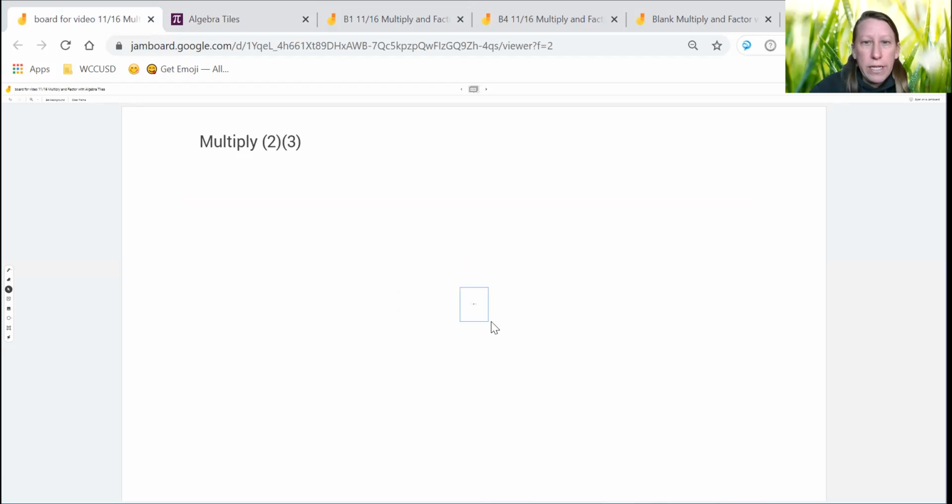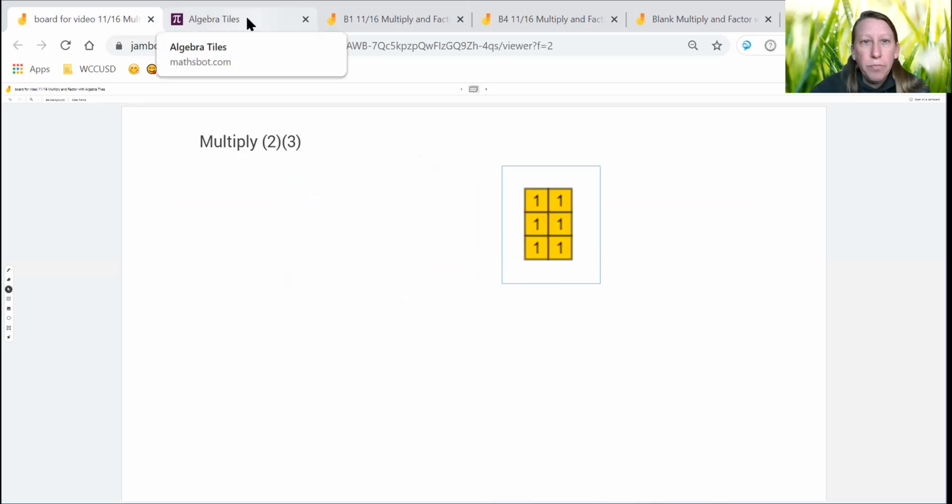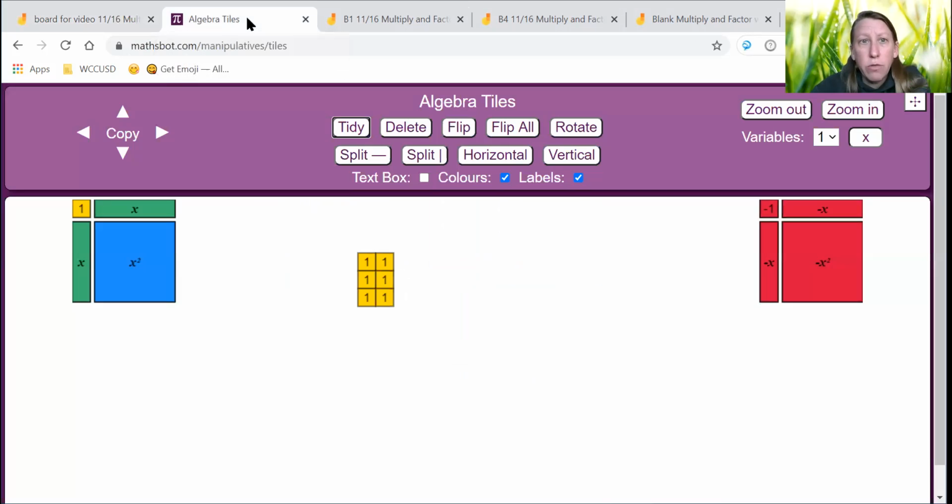Now, you could arrange 2 times 3 this way. And you have 2 groups of 3. Or you could do the same problem, but you could arrange the rectangle the other way. So I'm going to tidy up this space. And instead, I'm going to do 2 times 3 that way. The answer is still 6.